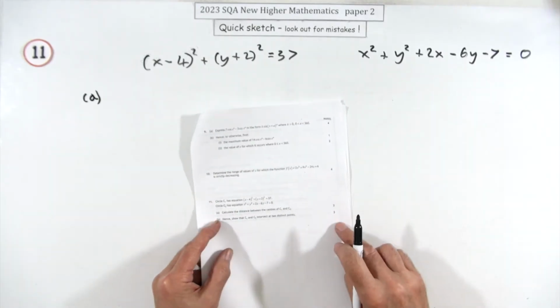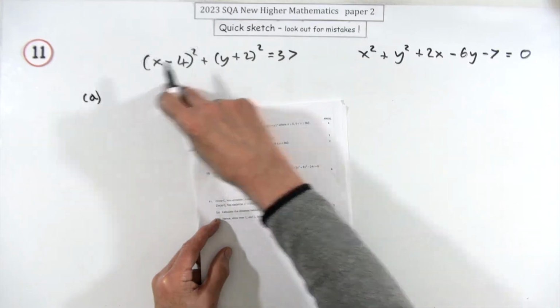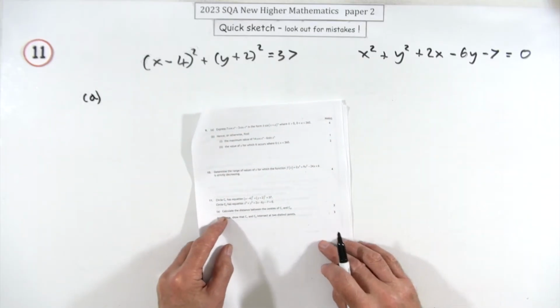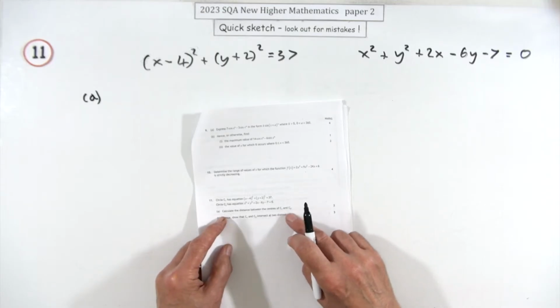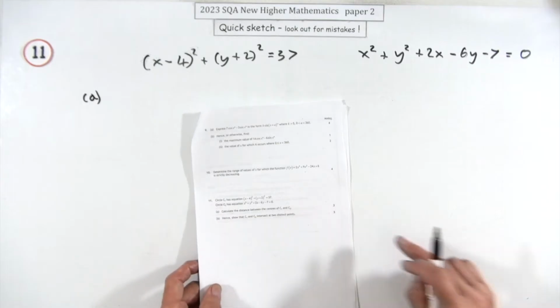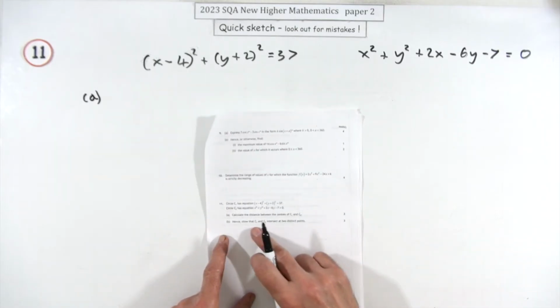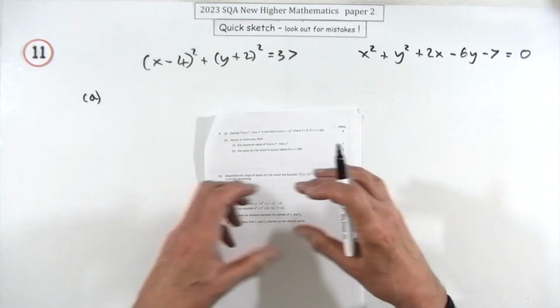Number 11, 6 marks here, circles. You're given the equations of two circles, one in the nice form, one in the expanded form, and you have to calculate the distance between the centres of C1 and C2. I'm just going to use C1 and C2 for the actual coordinates of the centres here though. And then secondly, hence show that the two circles intersect at two distinct points, meaning that they overlap.